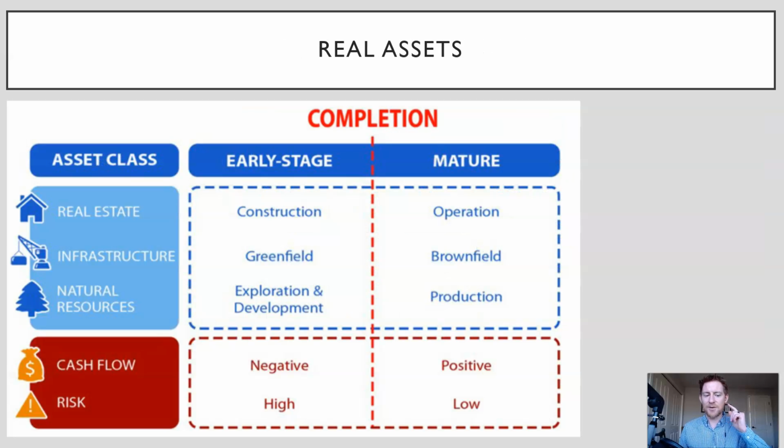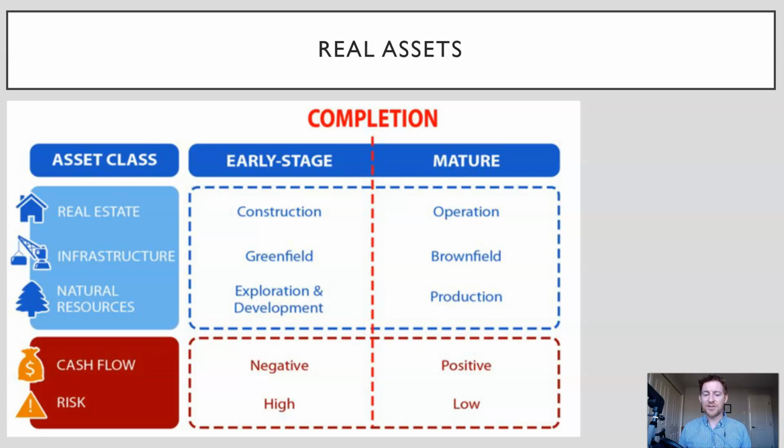And I wanted to highlight real asset investment. You've got a bunch of different asset classes: real estate, infrastructure, natural resources, and then you can invest at different time periods. Early stage for real estate is the actual construction of commercial space, industrial, could be residential. If you invest in the mature stage, you're operating those types of assets.